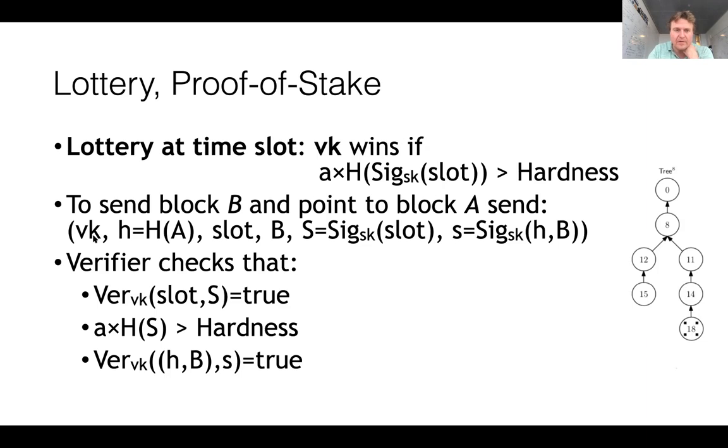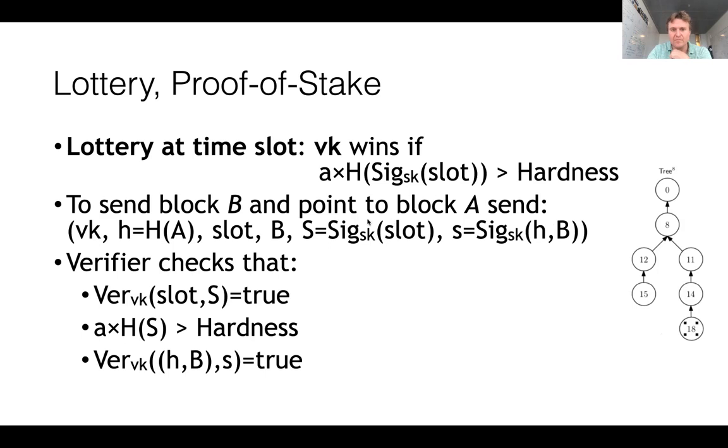You put your VK here, and you put the slot that you claim to have won. Then you send along your signature on the slot number. The nice thing is that this is something the receiver can validate, so you can check that you won the lottery. You also send along a signature on the hash of A, signing off that you want to extend this block. And then you send along the signature on the block you actually want to add, the list of transactions. The receivers will first verify this signature here.